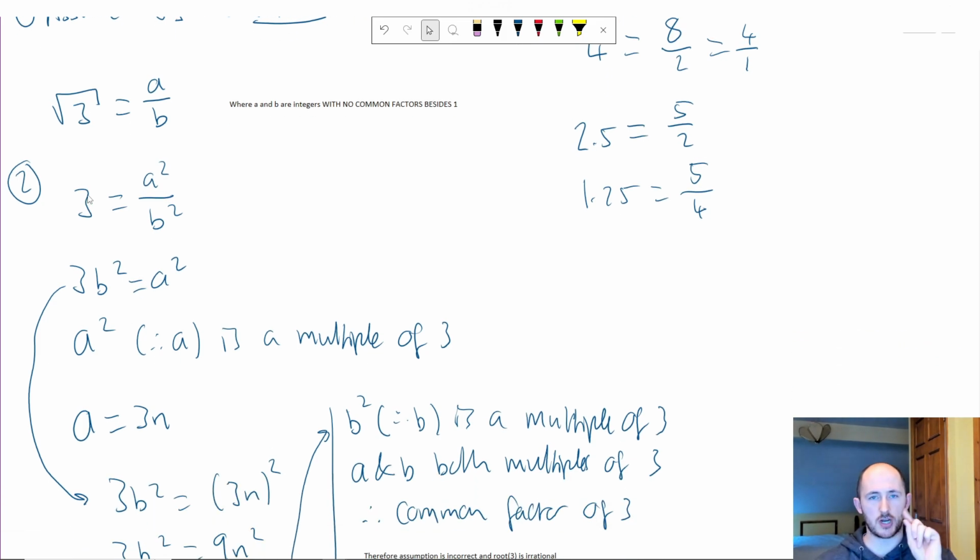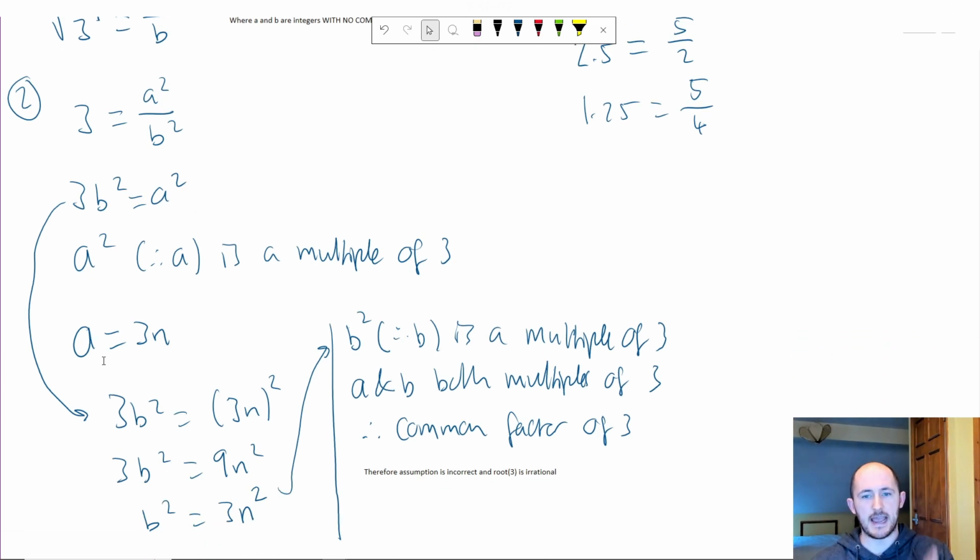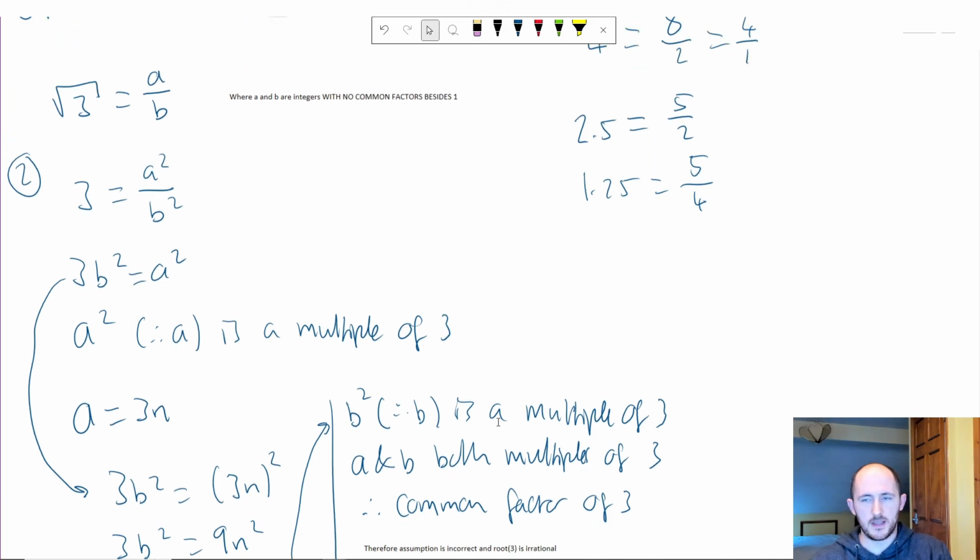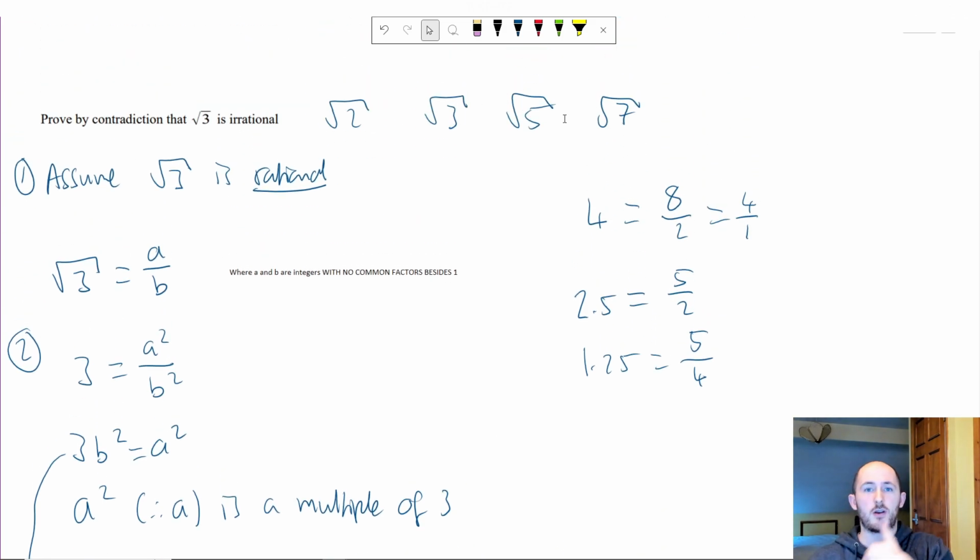And if you follow the logic along, we'll have 2 equals a squared over b squared, which means 2b squared is a squared, which means a squared is a multiple of 2, which means a is equal to 2n, which means b squared is also a multiple of 2. So you get the exact same result, where it's still a multiple of 2, which means the common factor is 2. If you do it with 5, you get the common factor is 5. Do it with 7, common factor is 7.